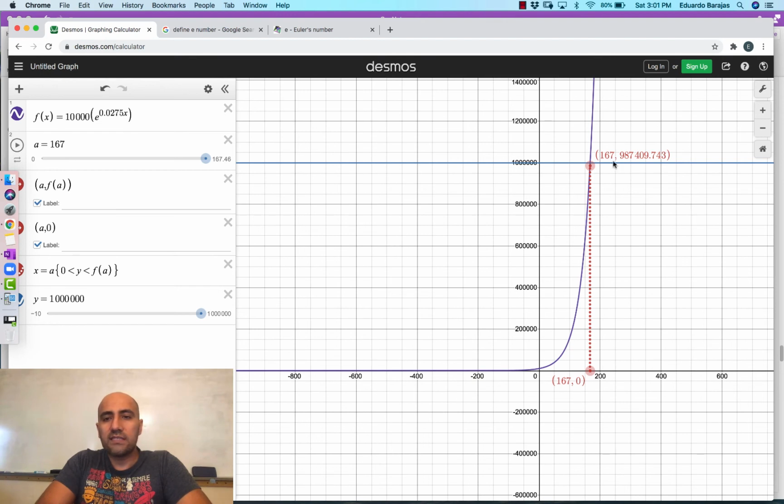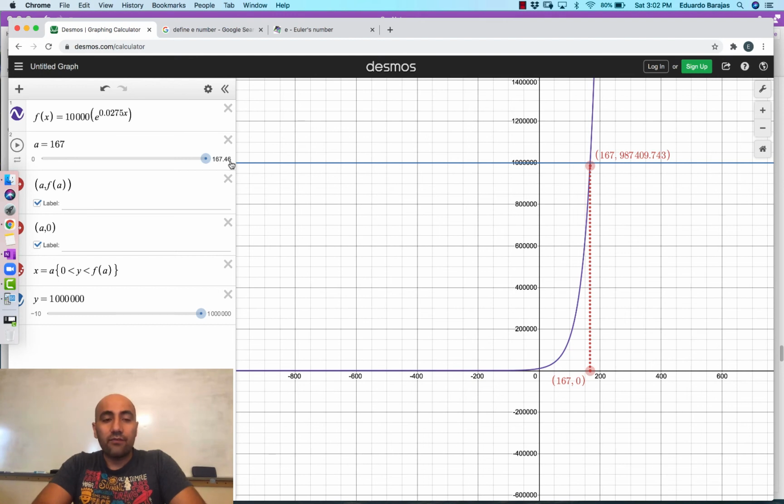So at 167.46, it's going to get really close. There are some rounding issues, but it's going to be really close to 167.46, so it's really close to 167 and a half. So 167 and a half years after investing $10,000 at 2.75% will you reach $1 million. That's what this says.